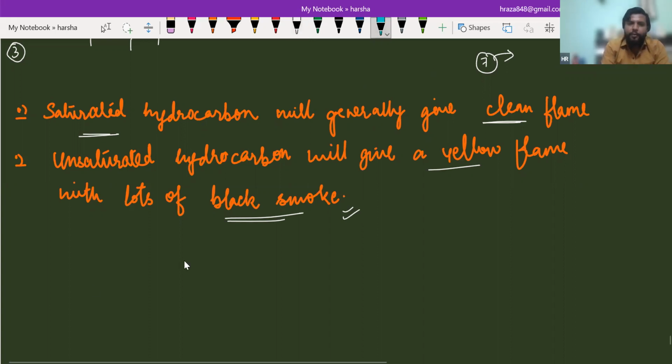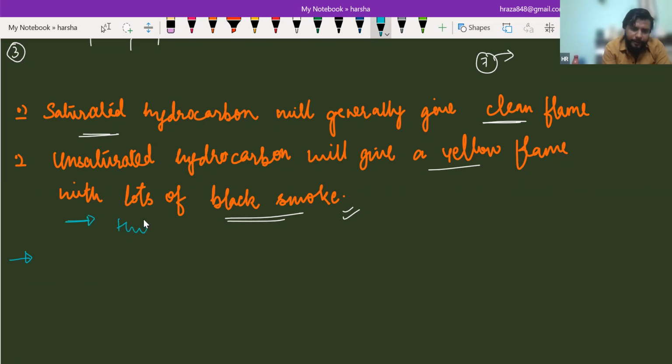There is another point which is very important. If the supply of oxygen is not that good, that means if there is deficiency, and the supply of oxygen is not enough, there will be sooty flame, and that means incomplete combustion. So I can write a point about this also first.